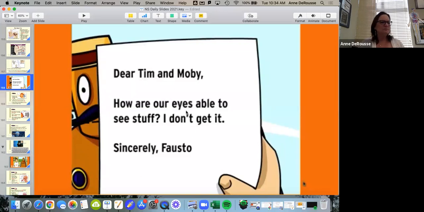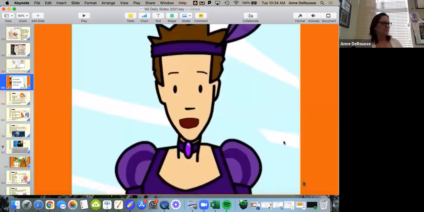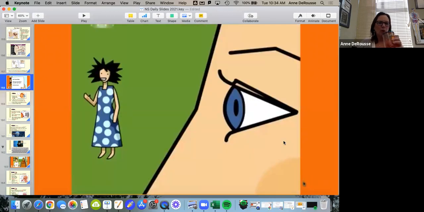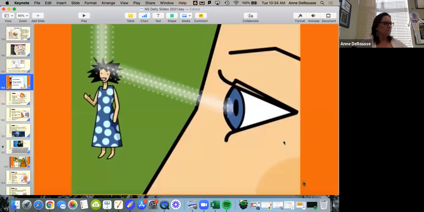I don't get it. Sincerely, Fausto. Well, believe it or not, your eyes work kind of like a film camera. Light tends to move in a straight line unless something reflects it or bends it. When light hits an object, it bounces off and is reflected into your eyes.